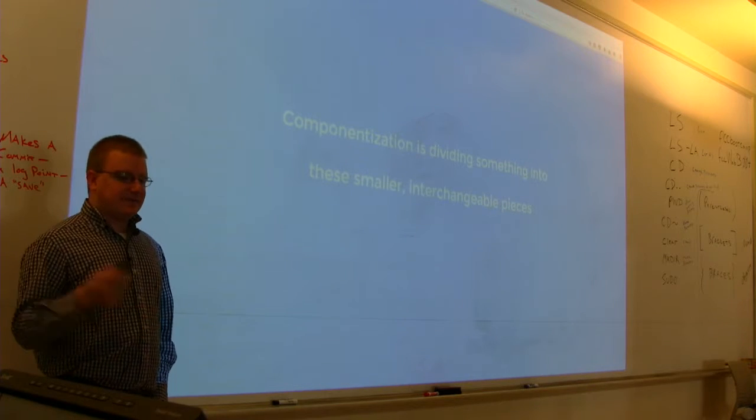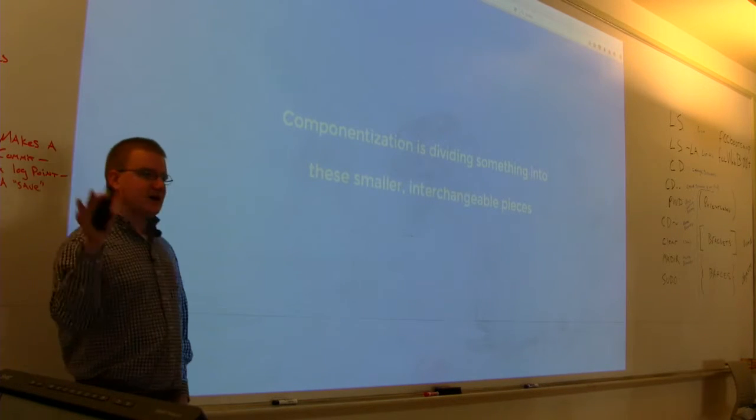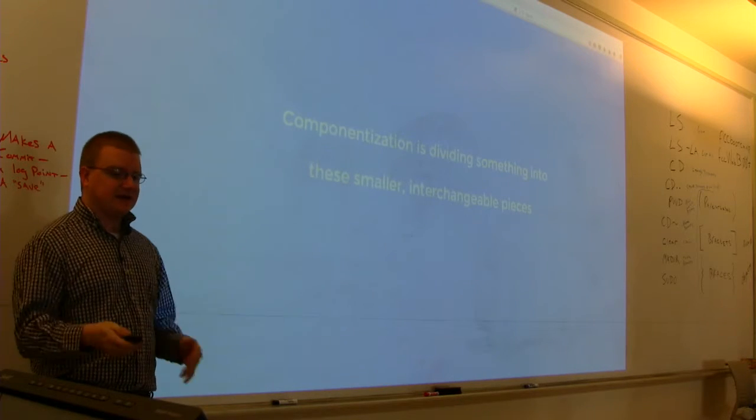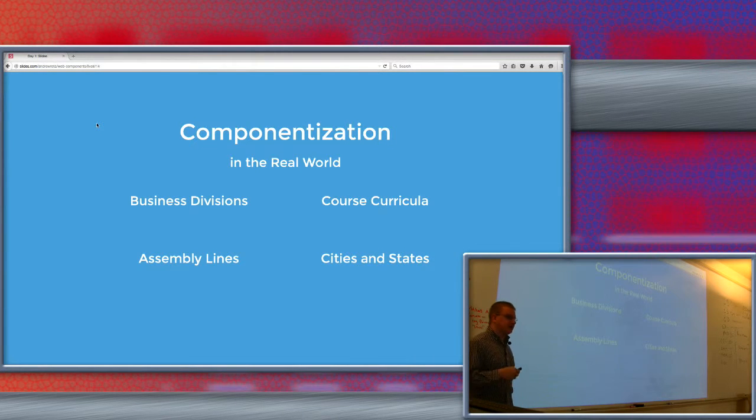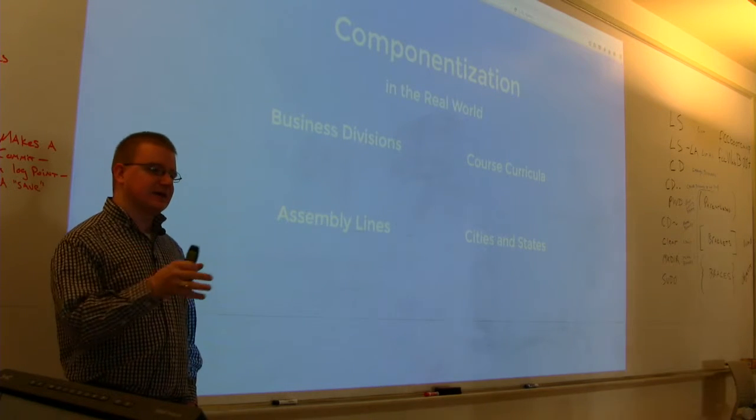So if componentization is taking this large system, this large something, and dividing it into smaller interchangeable pieces, that's not just applicable to software. I want you to think about, in your day-to-day lives, what are the things that you see that are componentized? Maybe it's at a company where they divide the company into certain divisions. Or if you're an educator, when you're building out your course for the year, you divide it into individual pieces. Maybe you have an assembly line at a company and you're dividing your process into pieces. Or even in government, we divide government into these smaller composable pieces.